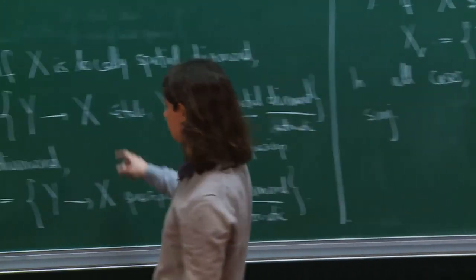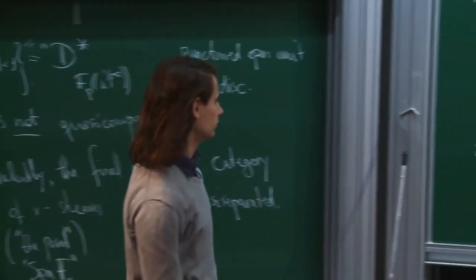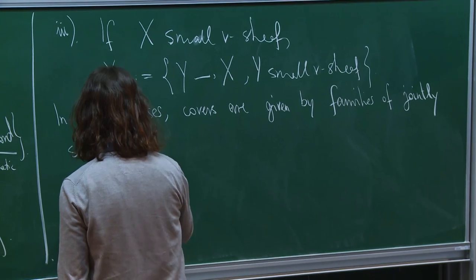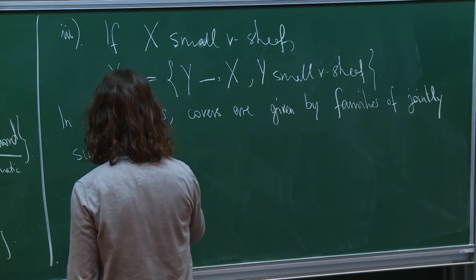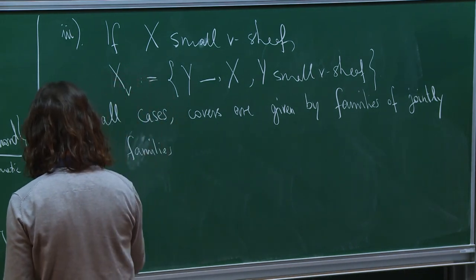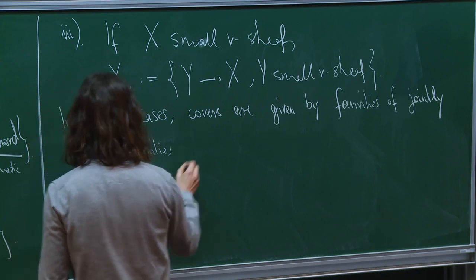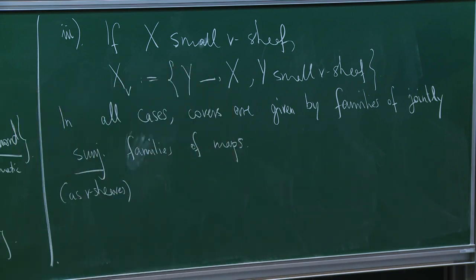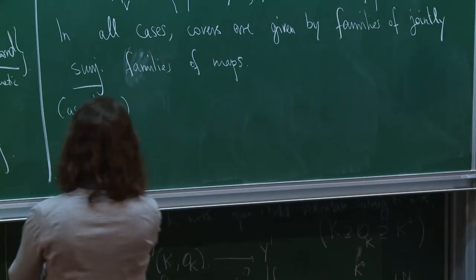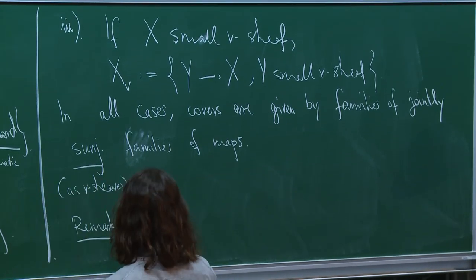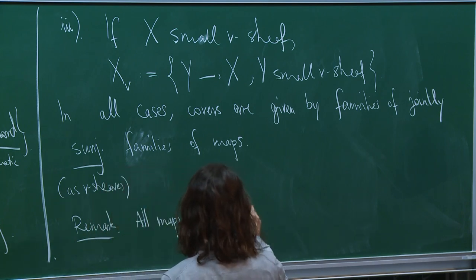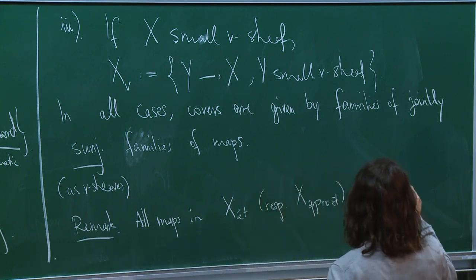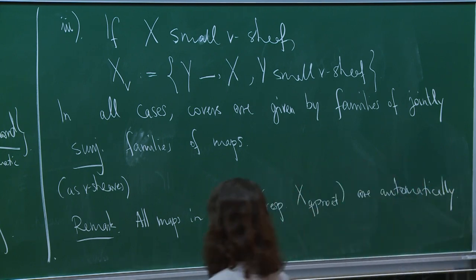All maps are automatically etale, yeah. And all maps here are automatically quasi-proetale. Let me make this remark in a second. Covers are given by jointly surjective families of maps, surjective here as sheaves.